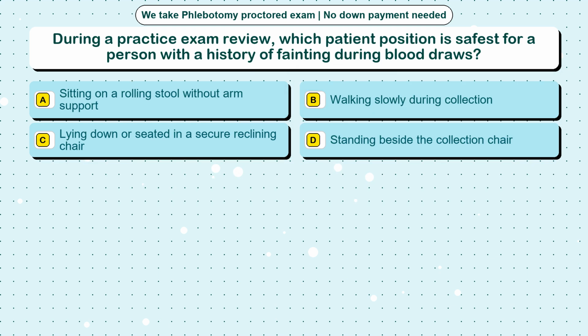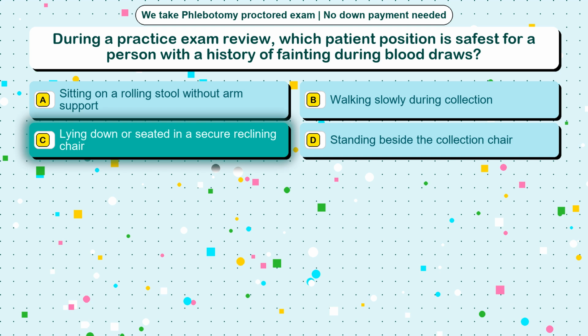Question 29. During a practice exam review, which patient position is safest for a person with a history of fainting during blood draws? Option A, sitting on a rolling stool without arm support. Option B, walking slowly during collection. Option C, lying down or seated in a secure reclining chair. Option D, standing beside the collection chair.